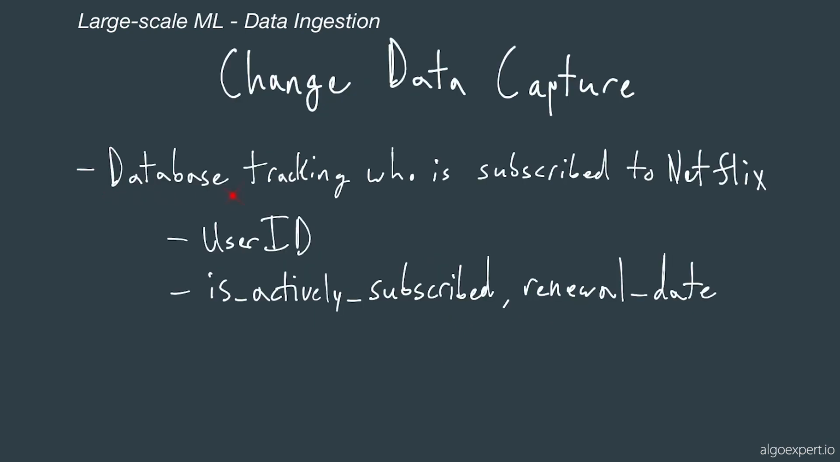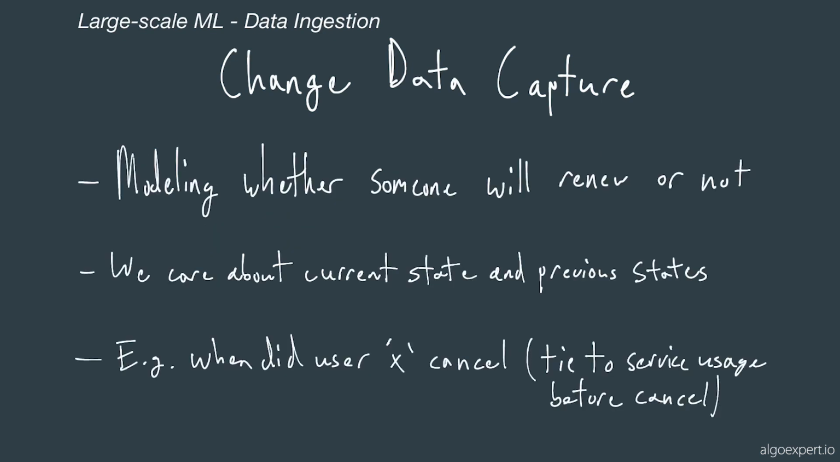So let's say that we have a database, and it's keeping track of who, in terms of a user ID, is subscribed to Netflix. So effectively, a row in this database would be keyed on some user ID, and the value would be, is this user ID actively subscribed to Netflix? And also, we want to know their renewal date. So if we're going to build a machine learning model and we wanted to predict whether someone will or will not renew, we care about their current state of their subscription because they can't cancel if they're already canceled.